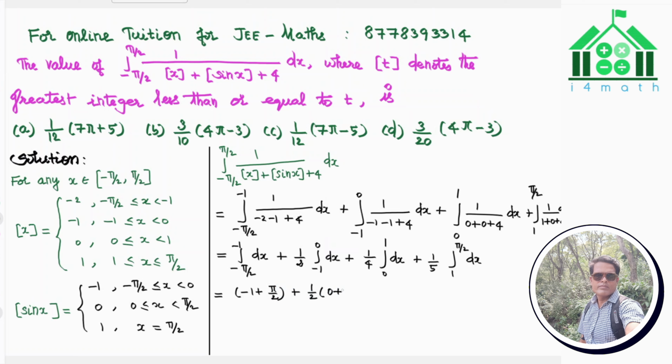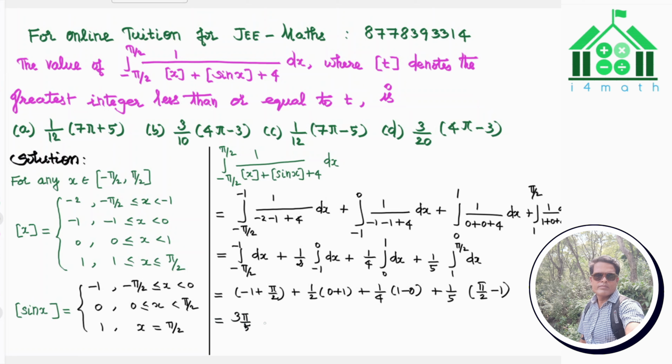Integral dx is x, applying lower limit and upper limit we get 1 by 2 into 0 plus 1, plus 1 by 4 into integral dx is x, applying lower and upper limit we will get the answer 1 minus 0, plus 1 by 5 into integral dx is x, applying lower and upper limits we will get pi by 2 minus 1.